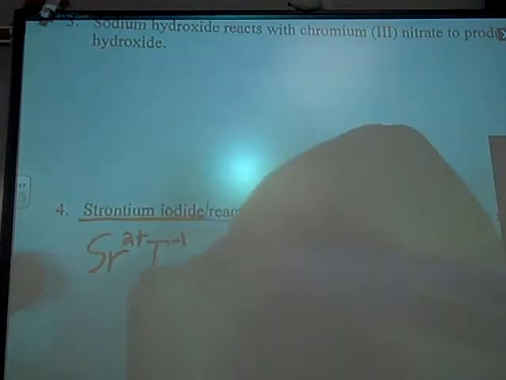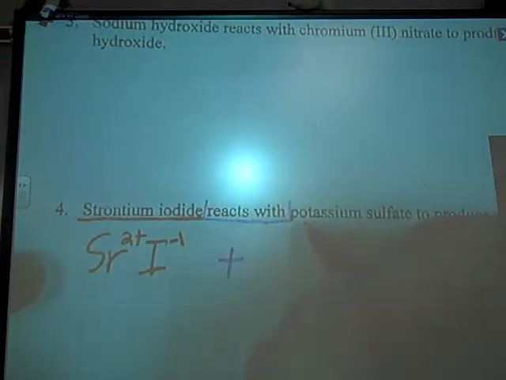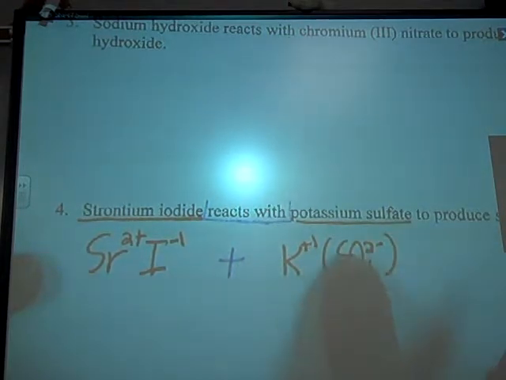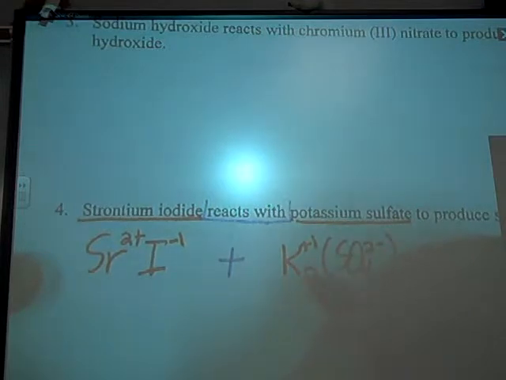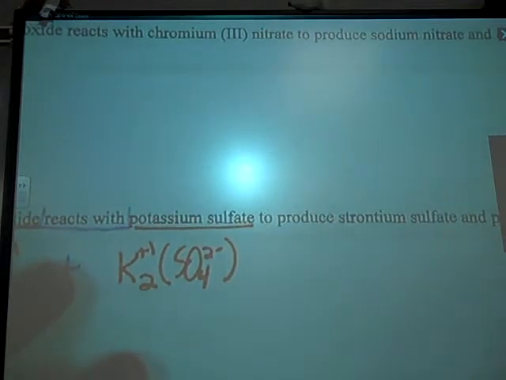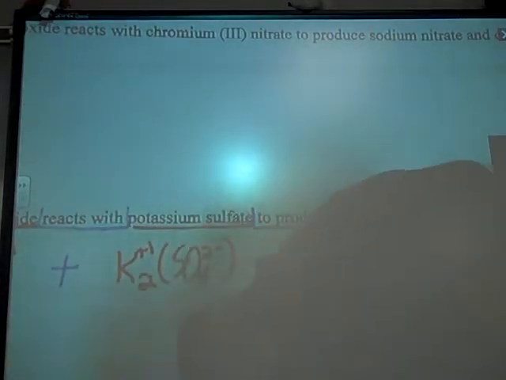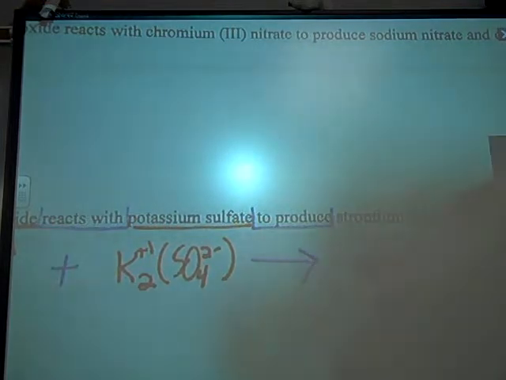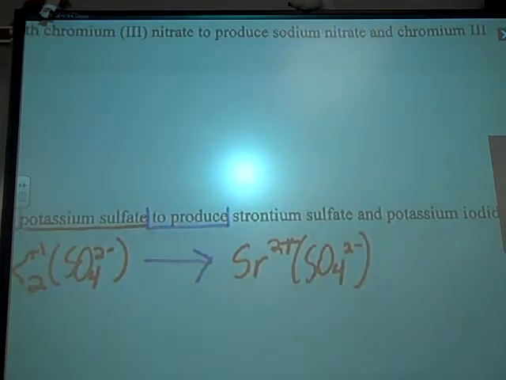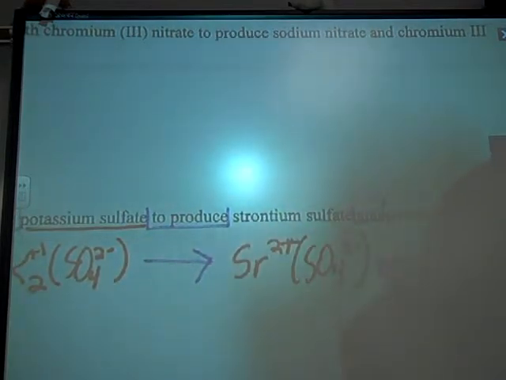Reacts with, there's my word, that's the plus. Potassium sulfate, K +1. Sulfate is a poly, SO4, 2 negative. 2 negative plus 1 does not equal 0. Got to multiply my +1 by 2 to get to 0. To produce is the arrow. Strontium is 2+. Sulfate is SO4, 2-. 2 plus -2 equals 0. Good to go there. And there's my plus.